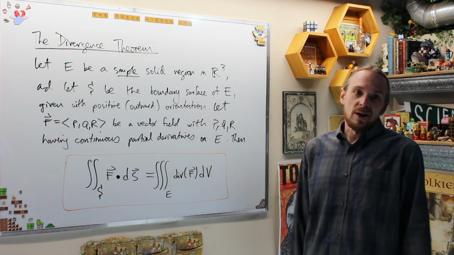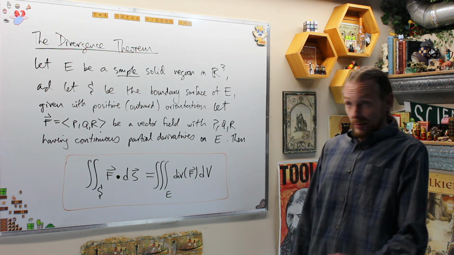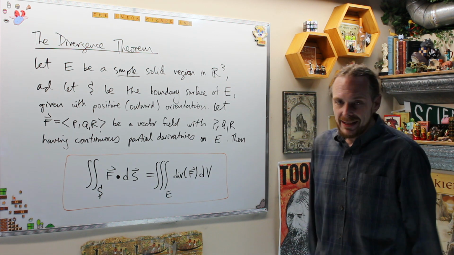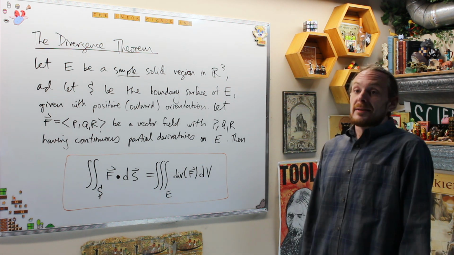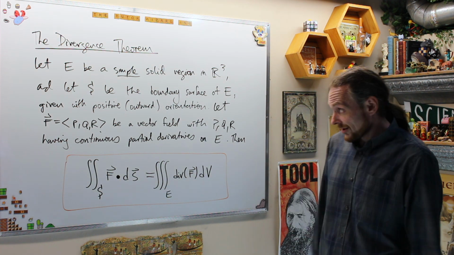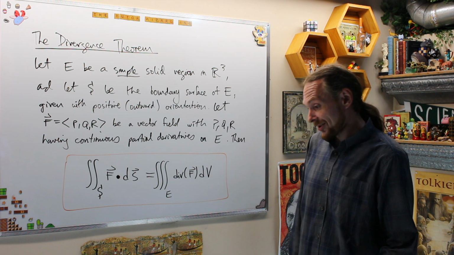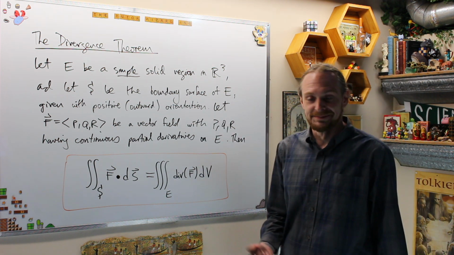A German mathematician, Carl Friedrich Gauss, and a Russian mathematician, Mikhail Ostrogradsky, independently derived these in the 1800s. And so in Germany, it's usually called Gauss's theorem, and in Russia, it's usually called Ostrogradsky's theorem. And in English, we can't pronounce Gauss or Ostrogradsky, so we call it the divergence theorem.